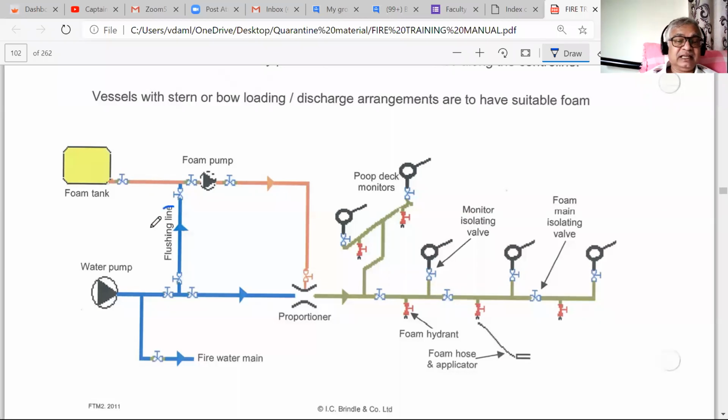Now, this flushing line is for after use, you need to clean up this system, the foam system. So this flushing line is when you close the tank after use, pump the water, it will go through everything, you discharge it till all water comes clean here. Okay, water must come out clean. That means the whole line is cleaned up. That is flushing. Otherwise, foam tank, valves are there. From here, foam pump, it will come to proportioner, where both are mixed up in the right proportion.